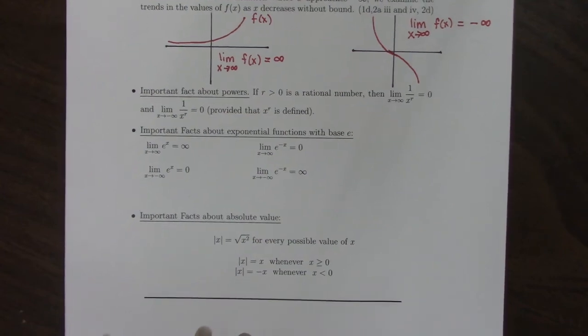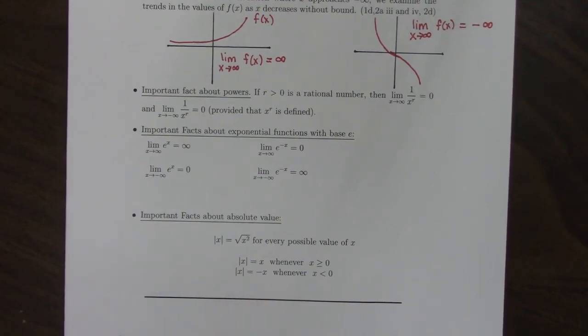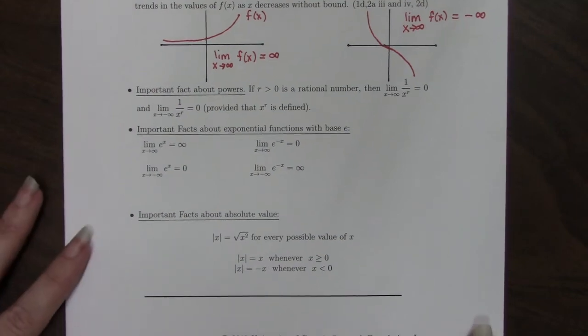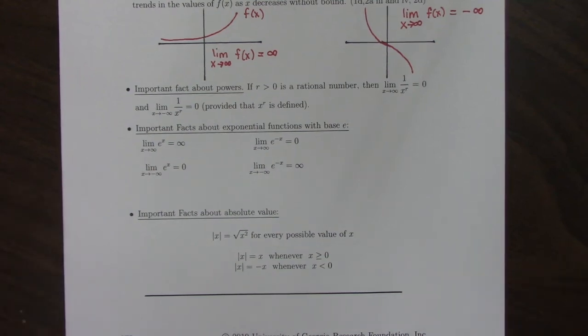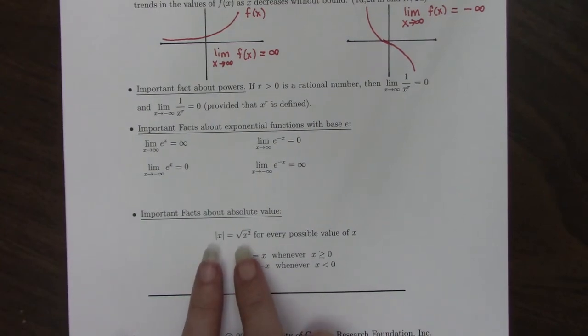Another important fact that we're going to look at today is that the absolute value of x is equal to the square root of x squared for every possible value of x. So this is a little bit strange to wrap your head around if this is the first time you're seeing this, but if you graph these two functions on the same graph, they lay right over each other. The domain of each of these functions is all real numbers.